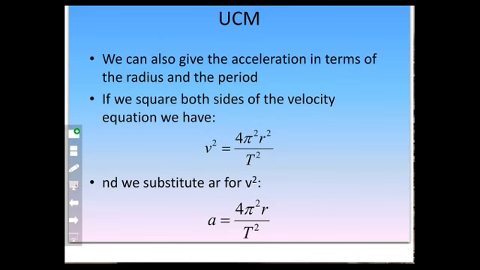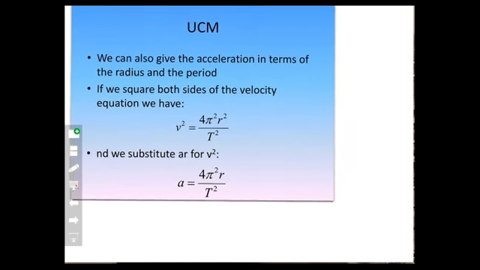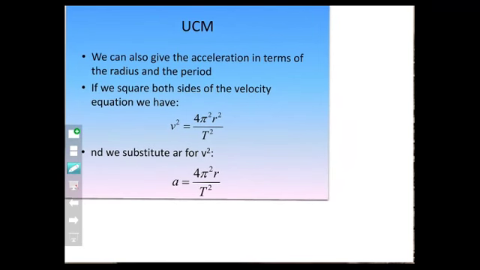Now we can also look at the acceleration in terms of the radius and the period of travel. So let's look at our velocity equation, which, as we mentioned previously, is v equals 2 pi r over T. If we square that whole thing, we get v squared equals 4 pi squared r squared over T squared.